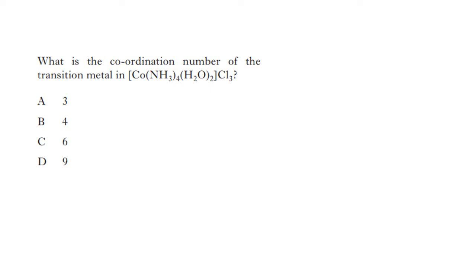So this question is about coordination number. Coordination number is the number of dative covalent bonds on the metal. So what we need to do is look at the ligands and work out whether they are monodentate or bidentate. Monodentate forming one bond, bidentate forming two bonds.